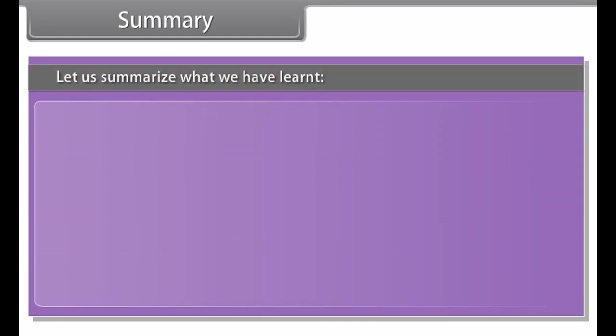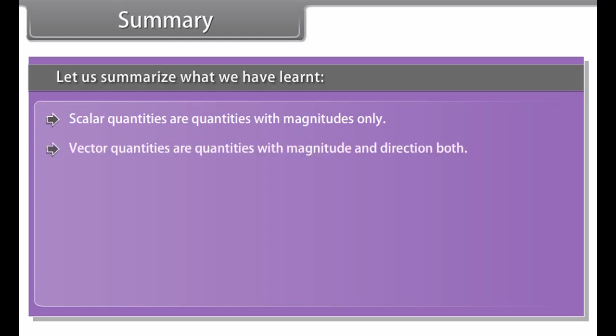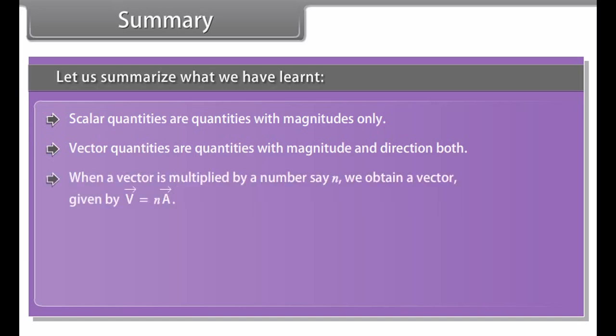Summary. Let us summarize what we have learnt. Scalar quantities are quantities with magnitudes only. Vector quantities are quantities with magnitude and direction both. When a vector A is multiplied by a number, say n, we obtain a vector v given by v vector is equal to n times A vector. The process of subtraction can be seen as addition with negative sign.